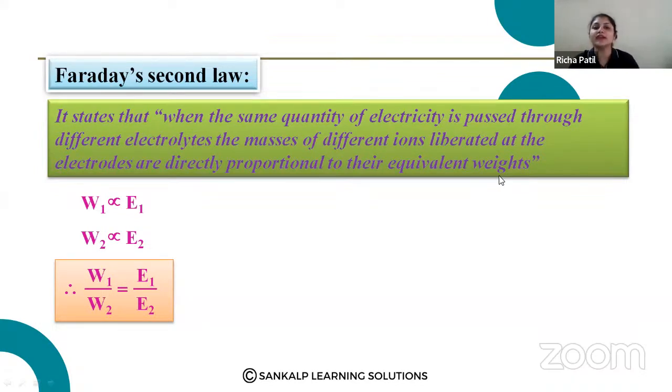So whatever the amount of electricity you're passing through different electrolytes, the masses of the different ions deposited are directly proportional to their equivalent weights. Different electrolytes mean different equivalent weights, right? So you represent different masses with W1 and W2, and their respective equivalent weights as E1 and E2. W1 is directly proportional to E1, W2 is directly proportional to E2. Therefore, W1 divided by W2 is equal to E1 by E2. This is your Faraday's second law.